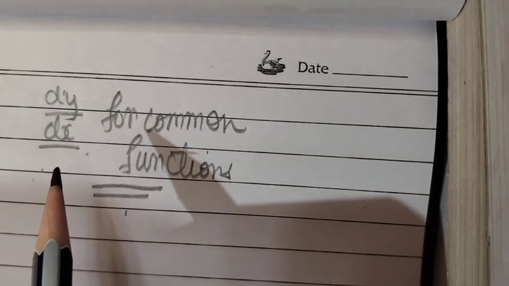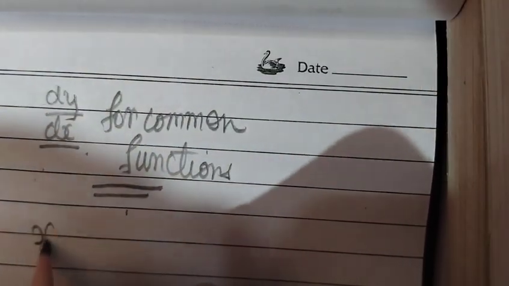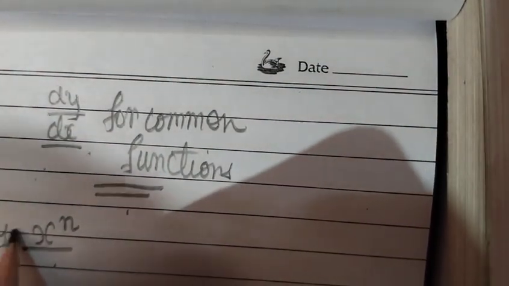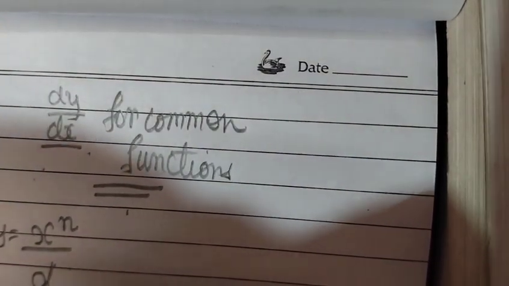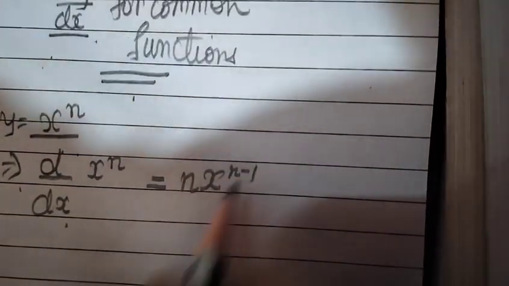Okay, now see, for x raised to power n, for y equal to this, we get dy upon dx as d of x raised to power n upon dx, exactly like this. Okay, now this is equal to n x raised to power n minus 1.